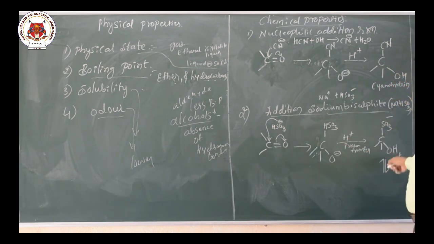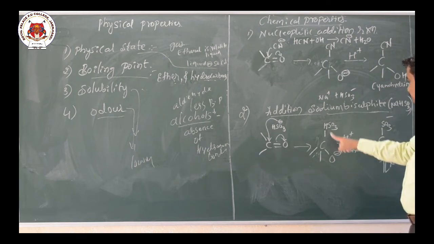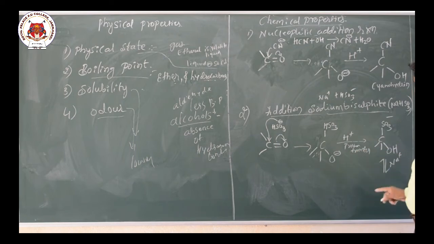Here the exchange of proton transfer can take place from this proton. This oxygen will abstract this proton. After this, SO3 minus will abstract this Na plus. The product is SO3Na, here single bond OH. So this is the second method for the preparation of the bisulfite addition product.